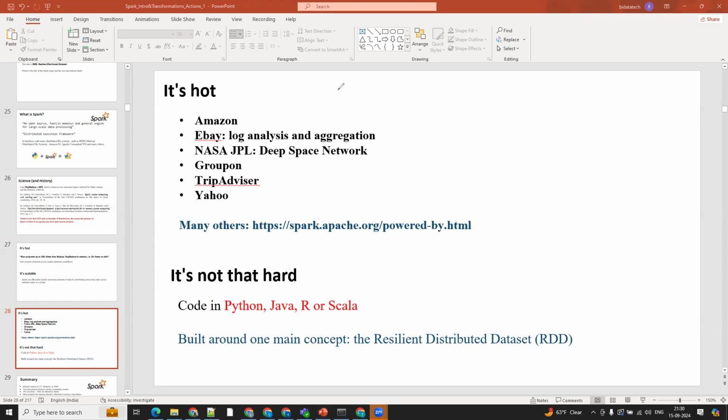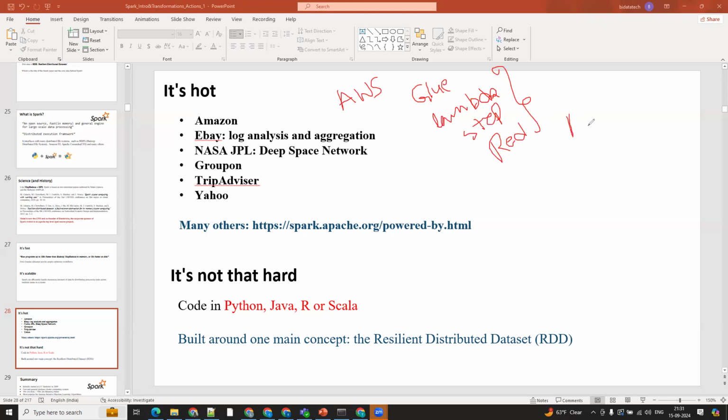Even if you take AWS data engineering, what are all the services we use actually? We use Glue, and Lambda functions, and Step Functions, and your Redshift. Everywhere Spark is there, and for all these services we use, the backend engine is Spark only.